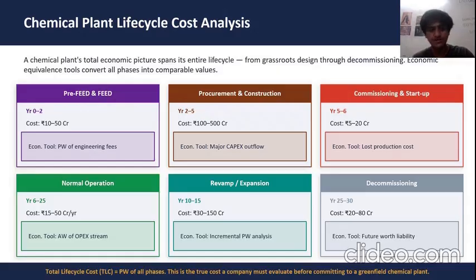In the middle of the life cycle, we may also have revamps or expansions, where additional investments are made to improve efficiency or increase capacity. These are evaluated using economic analysis. Finally, at the end of the plant life, we have decommissioning, which includes shutdown and environmental cleanup costs. These are future liabilities, so we evaluate them using future worth. By converting all these costs into a common economic basis, we calculate the total life cycle cost, which gives us a much more realistic picture of profitability.